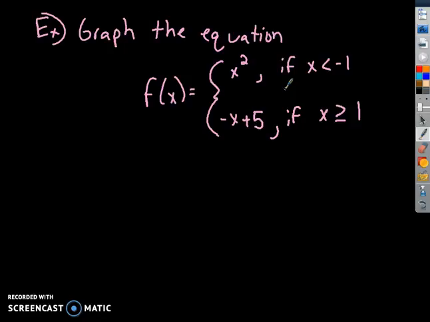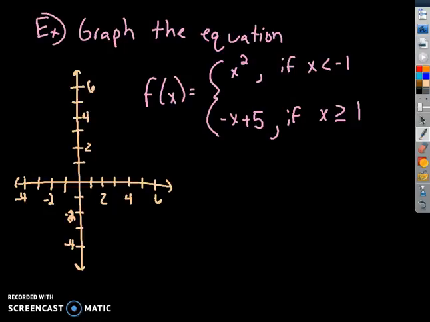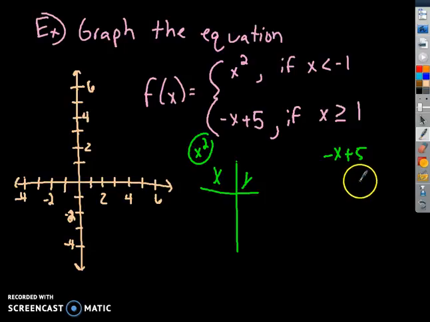So the first thing I need is a graph. All right, so now we have a graph. In order to graph this, I would think about it with a table of values, and I would think about it for each function. So this is the first function, x squared. This is going to be its table of values. And then another function, negative x plus 5. This is going to be its table of values.